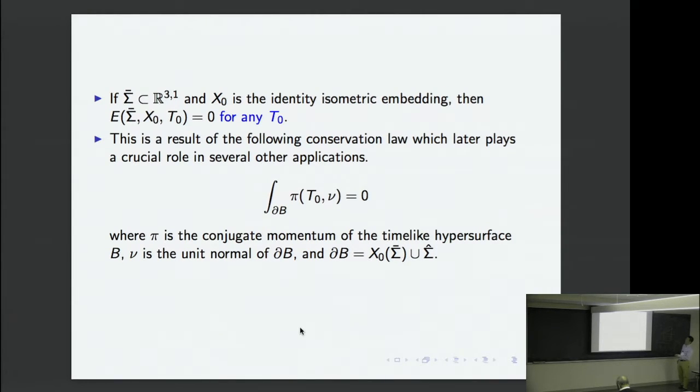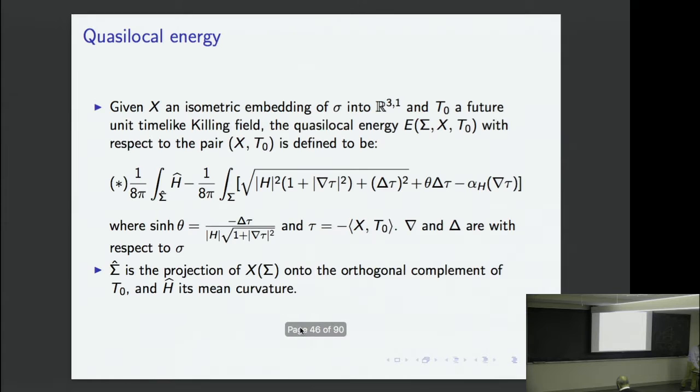But if you write out this integral here, it's exactly this expression. So that's why this is always equal to 0, and it's actually always equal to 0 with respect to any T0 direction.